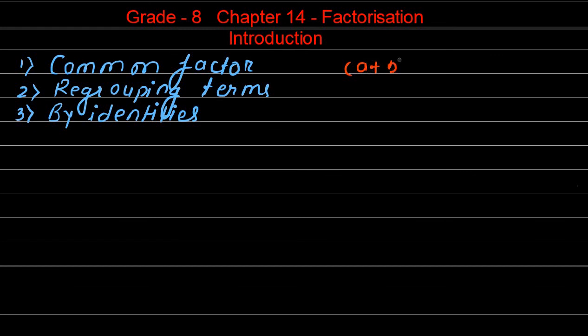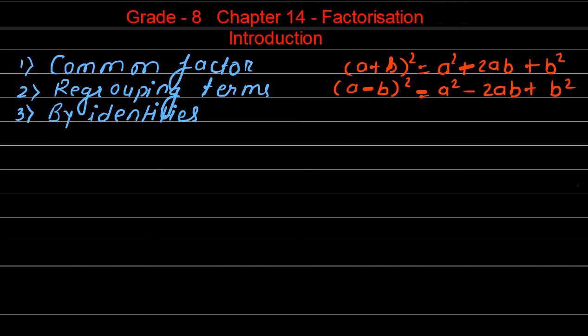a plus b whole square. These are formulas you must have done: a square plus twice ab plus b square. And in a minus b whole square, the only difference is the middle minus sign, everything else is the same. So this is one identity. Then the third identity you must have learned, that is a plus b times a minus b. What is its factorization? That is a square minus b square.